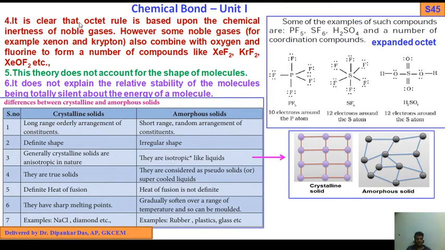It is clear that the octet rule is based upon the chemical inertness of noble gases. However, some noble gases, for example xenon and krypton, also combine with oxygen and fluorine to form a number of compounds like XeF2, KrF2, and XeF4. Number 5, this theory doesn't account for the shape of the molecule.